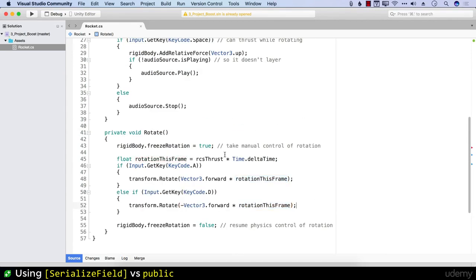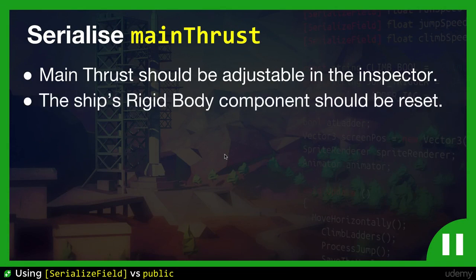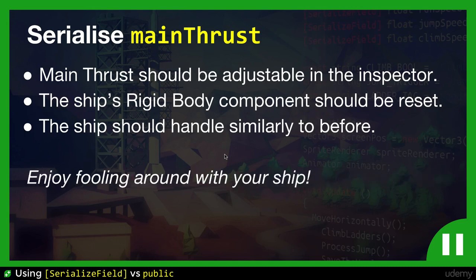Now, I have got a challenge for you, which is to do the same thing for main thrust. Make a main thrust variable, serialize it, and it should be adjustable in the inspector. The ship's rigid body component should be reset, so I want the mass of the ship's rigid body to go back to 1, and then the ship should handle similarly to before. So I want you to find a main thrust value that works. And enjoy fooling around with your ship. So have a go. See if you can do the same sort of treatment with main thrust. It's simpler than what we just did.